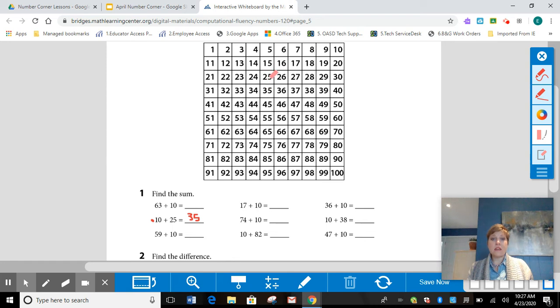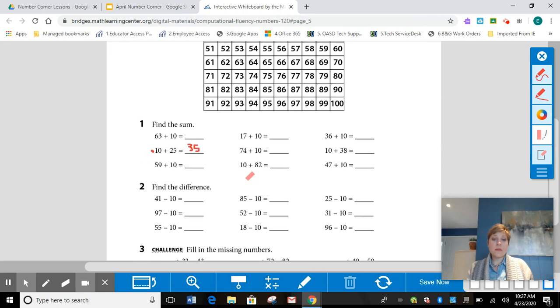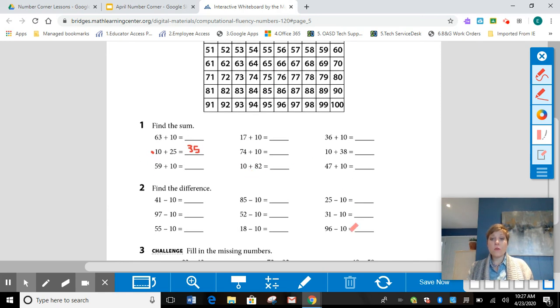Remember, when you're adding, you always get to move down the column because the numbers are getting bigger. Your number in the tens place is increasing. But when I go to solve my subtraction problems, I know it's going to be different. I'm going to be going back up the column where the numbers are getting smaller. So for example, I'm going to focus on 96 minus 10. Just like before, I'm going to find my bigger number. But when I take away a group of 10, I'm going up the column. And I ended at 86.